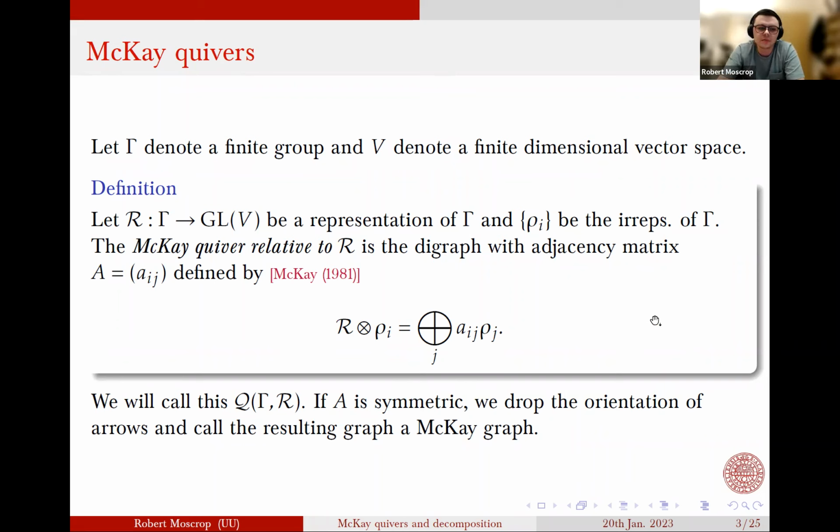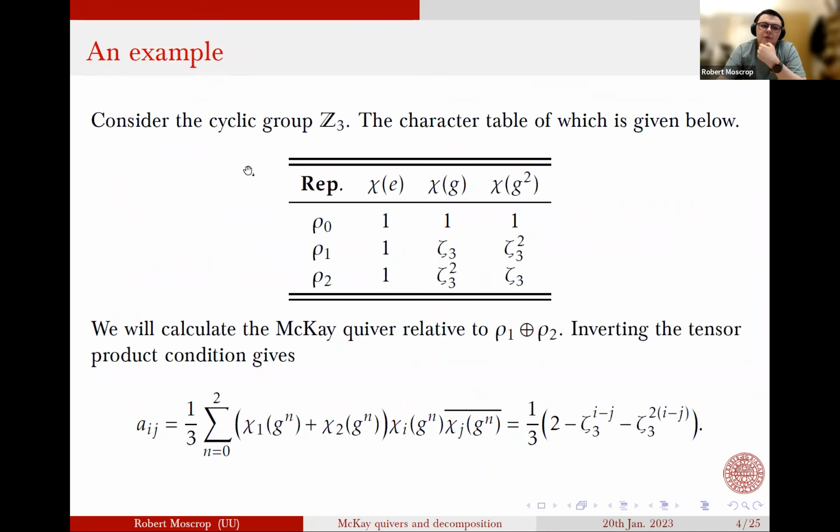So maybe the best way to show this is just do a very quick example. If I take the cyclic group Z3, which I think we can all agree is a really simple group, the representations of this thing are just given by its character table. So here the first one is the trivial representation, then you have this one and its conjugate representation. Now I can choose any representation to make the quiver with, and I'll take row 1 plus row 2, which may look a bit arbitrary right now, but we'll see in a second. It's related to what Andreas said.